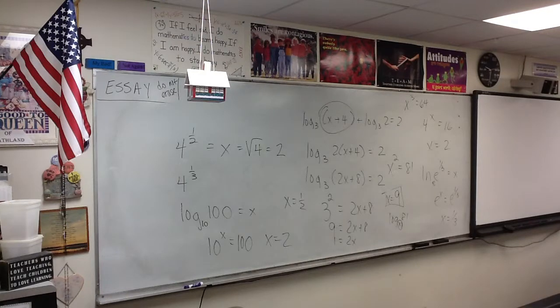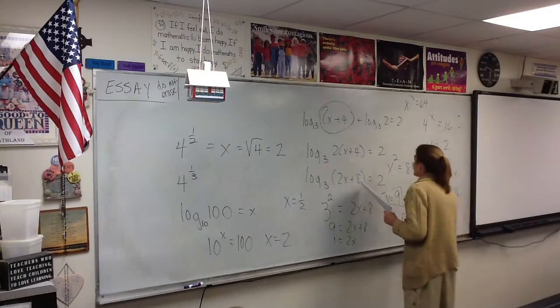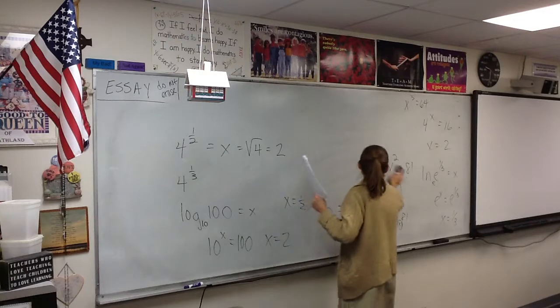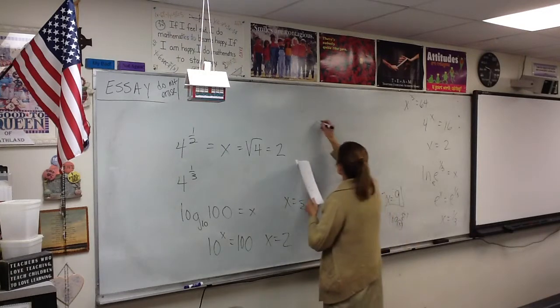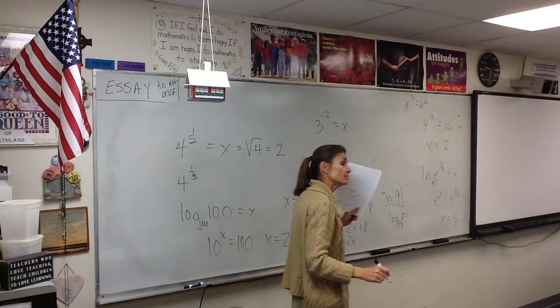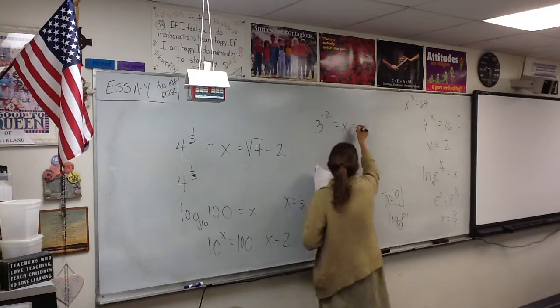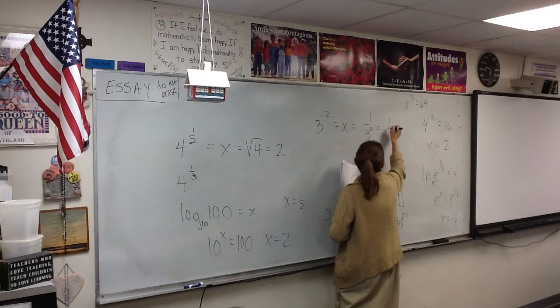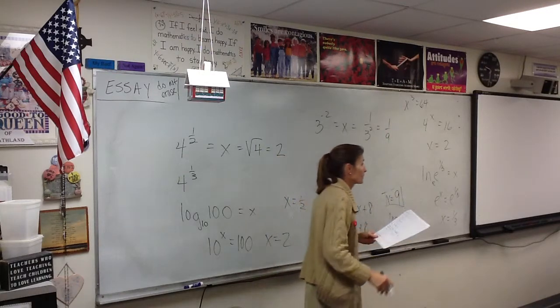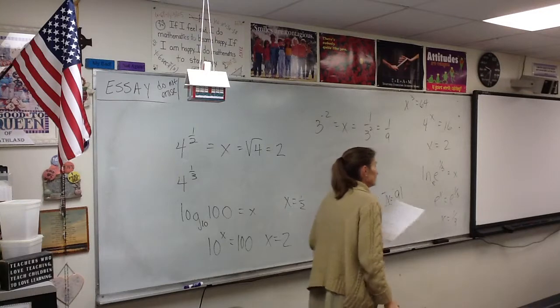Mr. Stark, number 3. 3 to the -2. So you would start, that's exactly right, 3 to the -2 equals x. And what does 3 to the -2 mean? 1 over 3 to the second. 1 over 3 squared, which is 1 over 9. 1 over 9. Perfect. Number 4, Andrew.